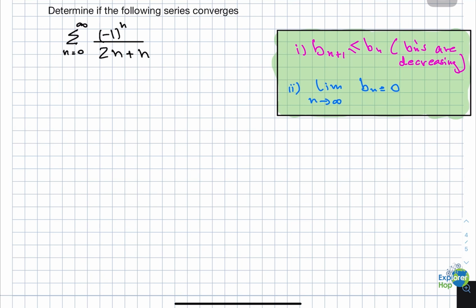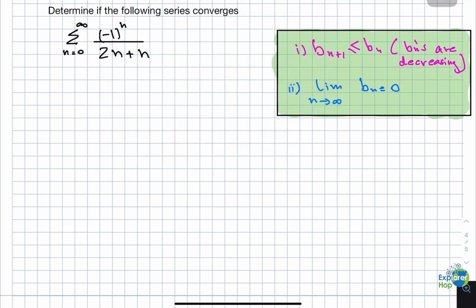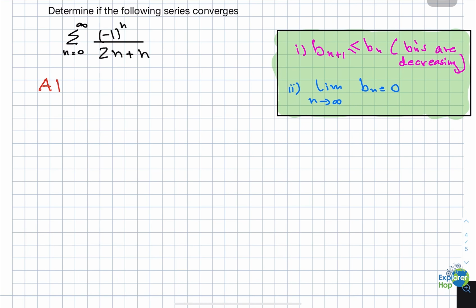So let's get into our first question. Determine if the following series converges. To do the following question, we can spot that this is an alternating series. How do we know that?